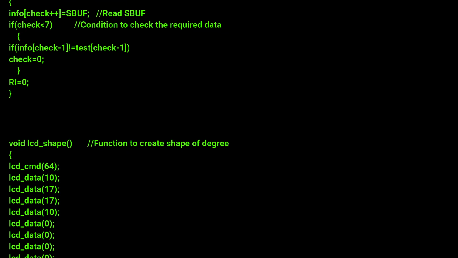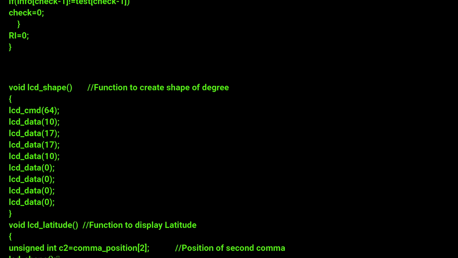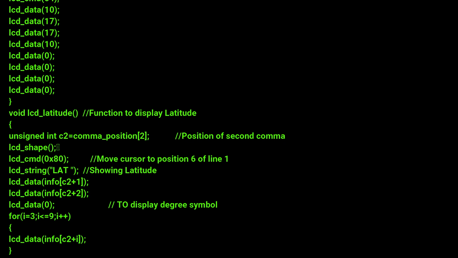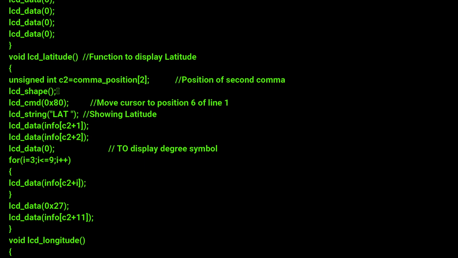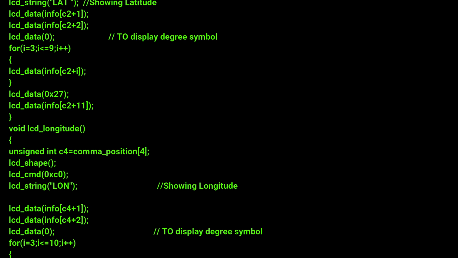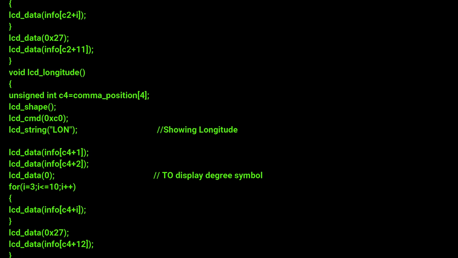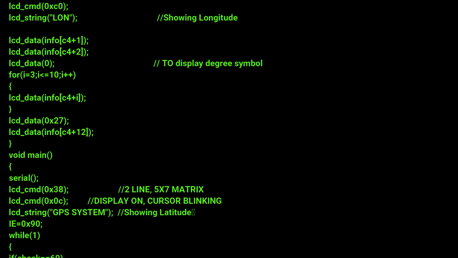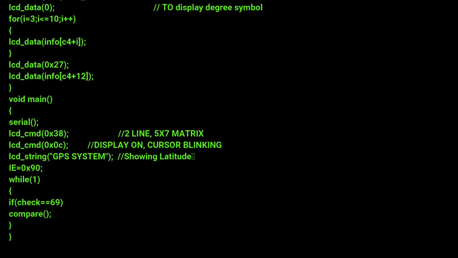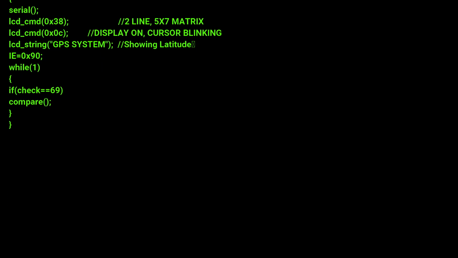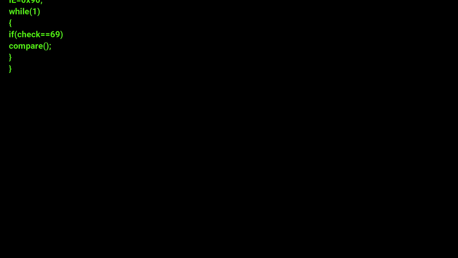Info function is used in checking data. Void LCD shape is used to draw shapes on the LCD like degree and comma. Void LCD latitude, LCD string, LCD data are all used to display latitude, longitude and data on the screen. Void main function calls all functions, displays and shows latitude and longitude after comparing and checking.